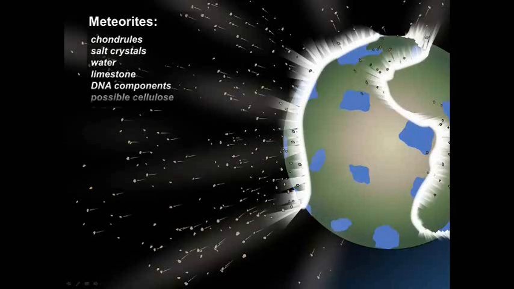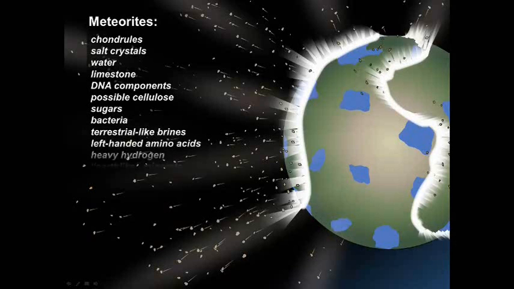Studies reveal that meteorites contain a variety of surprising materials which have experienced a unique and turbulent past. The following items have been found in meteorites: chondrules, salt crystals, water, limestone, which only forms in liquid water, DNA components, possible cellulose, sugars, living and fossil bacteria, terrestrial-like brines, excess left-handed amino acids and heavy hydrogen, and Earth-like minerals and Earth-like isotopes. All these implicate Earth as their source and the fountains of the great deep as the powerful launching mechanism.